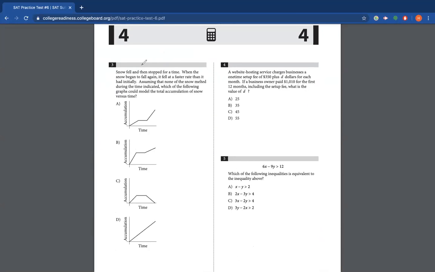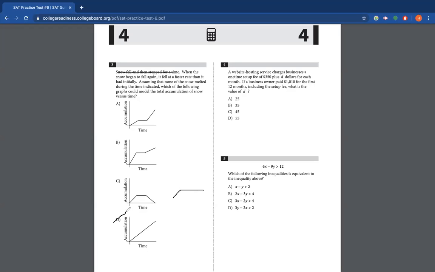Next one, D. Snow fell and stopped for a time. When the snow began to fall again, it fell at a faster rate than initially. Assuming none of the snow melted, which is the graph? So we know snow fell. Whenever snow falls, the accumulation should increase. So we should start off with a straight line, and then it said it stopped. So we've got to stop.